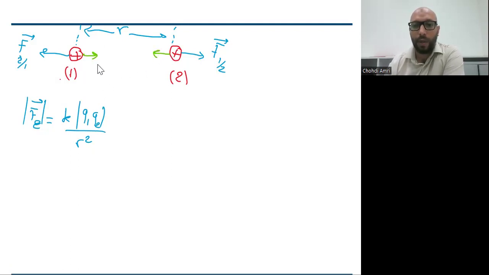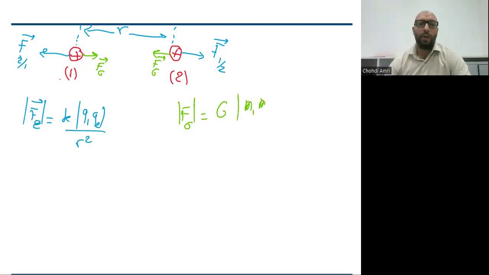Also, they have the same magnitude but opposite in direction. This is the gravitational force. According to Newton, the gravitational force magnitude equals a constant called G multiplied by M1, the mass, M2 divided by R squared.